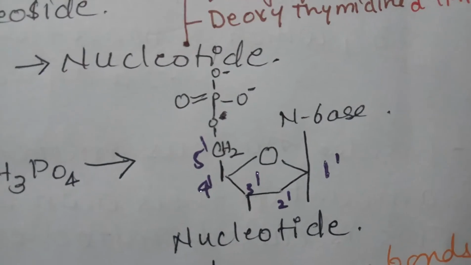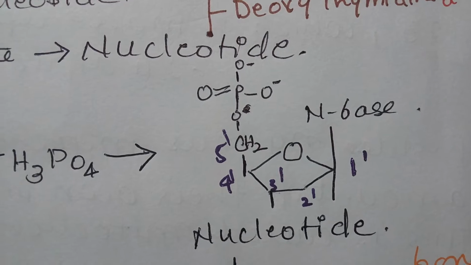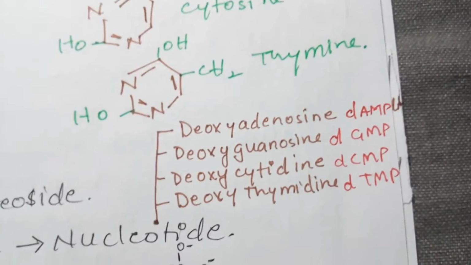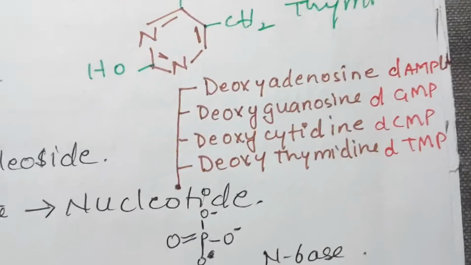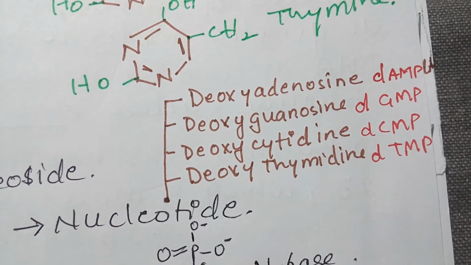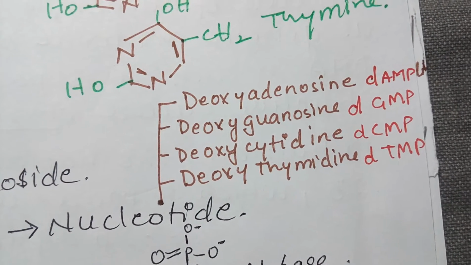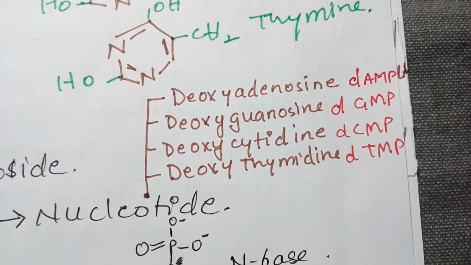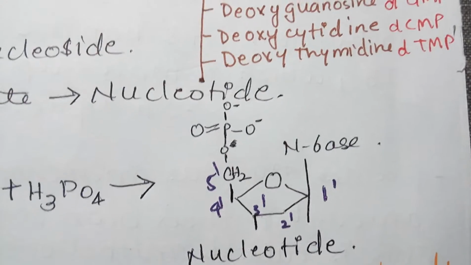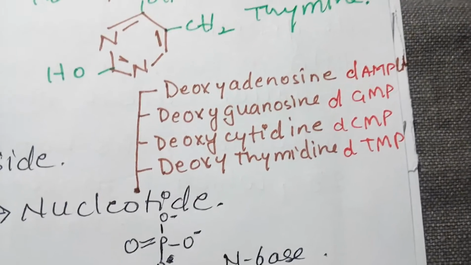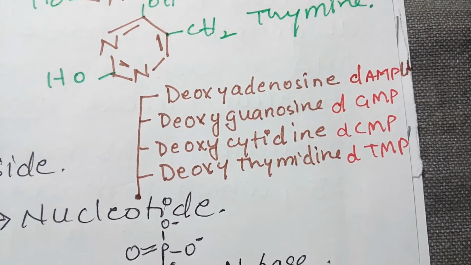Now the nucleoside, once formed, attaches with a phosphate and forms the nucleotide. So the phosphate is attached to the fifth position of the sugar. If the base is adenine, then the nucleotide is called deoxyadenosine monophosphate, because they have one phosphate that is linked to the sugar and base. Similarly deoxyguanosine, deoxycytidine, deoxythymidine.